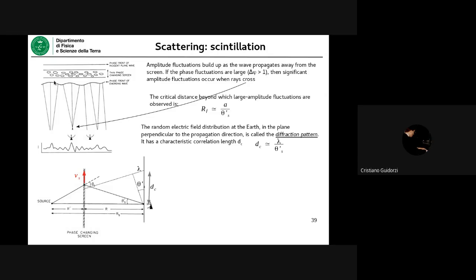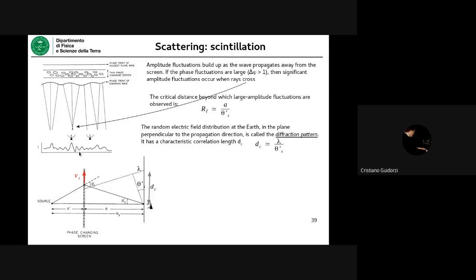what is responsible for the diffraction process is just this screen, which has distorted the wavefront in such a way that then you have, as a consequence, all this complex, in general, complex diffraction pattern. Complex just because it reflects, as I said, the randomness of the distribution of all these blobs. What you can use to characterize this diffraction pattern is the so-called correlation length.